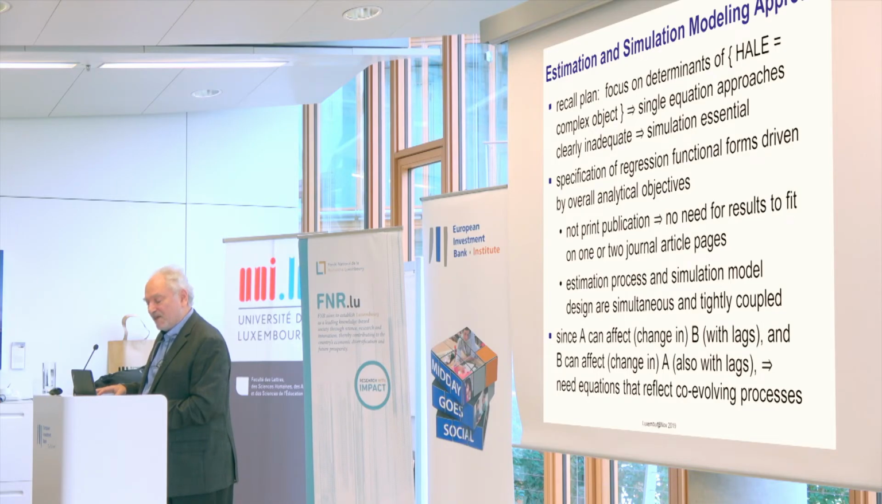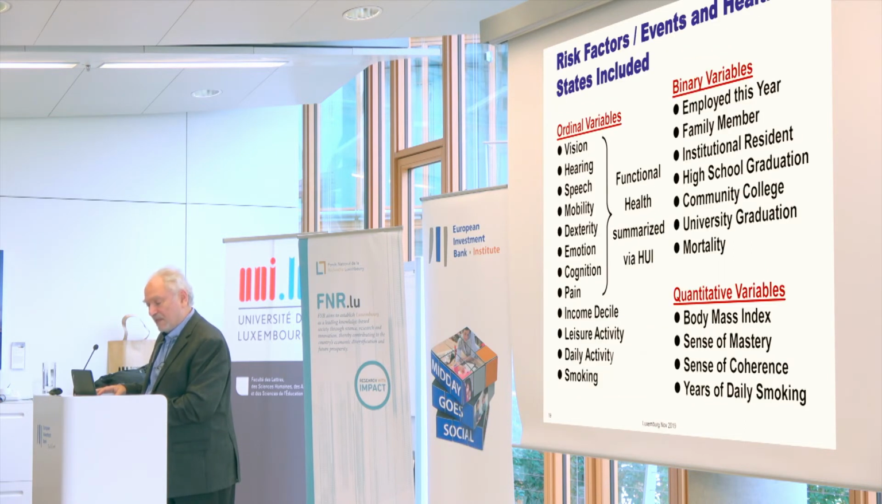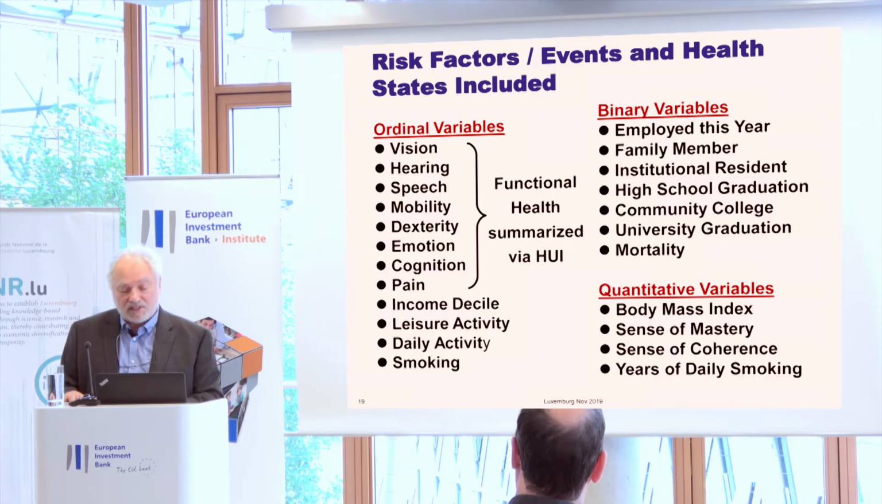Since A can affect changes in B with lags, and B can affect changes in A also with lags, we need equations that reflect co-evolving processes. So these are all the variables, the 20 or so variables that have been included. You see the 8 variables that are part of the health utility index: income, leisure activity, smoking in 2 different ways, employment, family status, educational attainment, and so on.